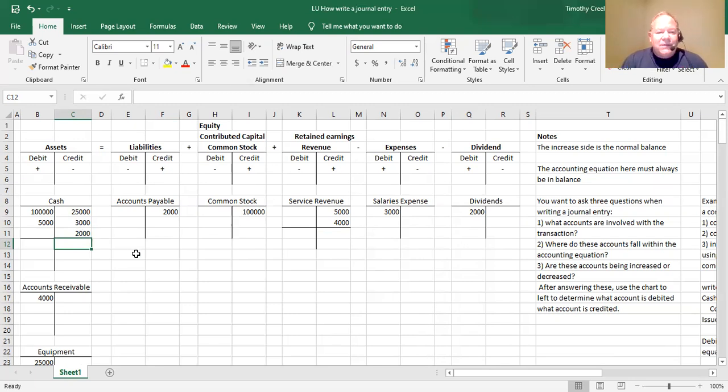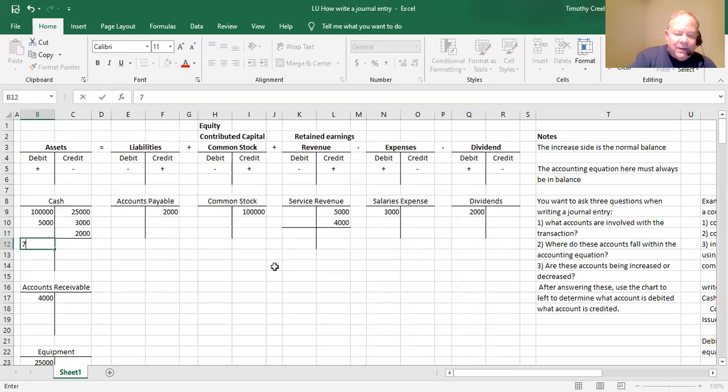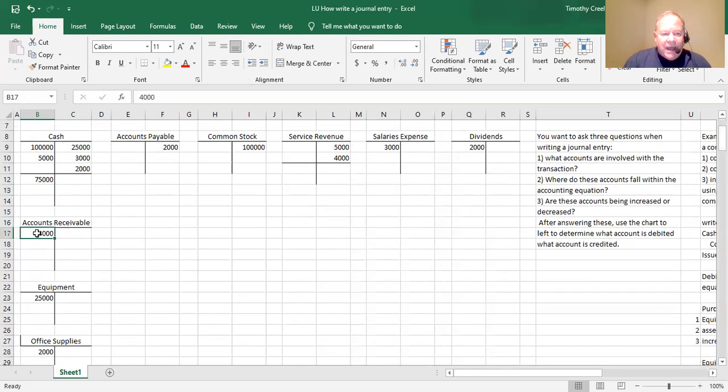Now, when you've got T accounts, if you want to find out what the balance in the T account is, you simply take the larger side minus the smaller side, and the difference will give you your larger side balance. So in this case, we've got 105 minus 25 would equal what? 80 minus 5 would equal 75. So we would have a $75,000 balance in cash. And if there's only one transaction, then of course that is your balance. So accounts receivable has a $4,000 balance, equipment has 25, and office supplies has 2.